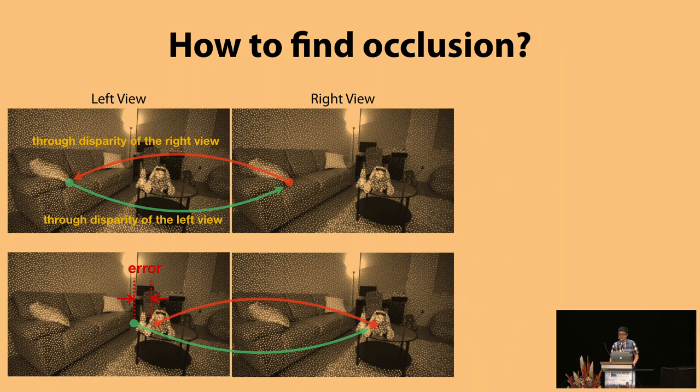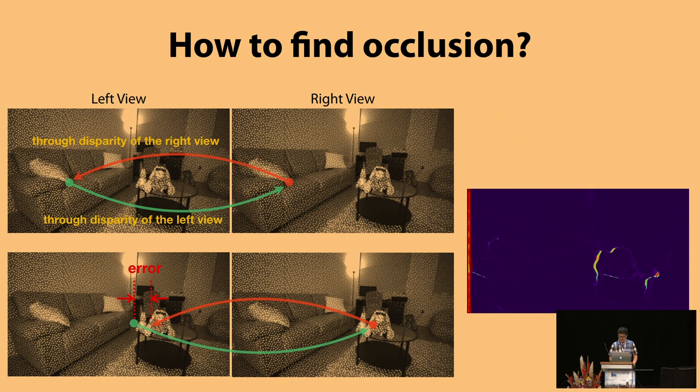And we calculate this loop-based error for all the pixels, and this gave us a clear idea of the occluded region. From this, we can remove the pixels with high loop-based error when calculating the loss.